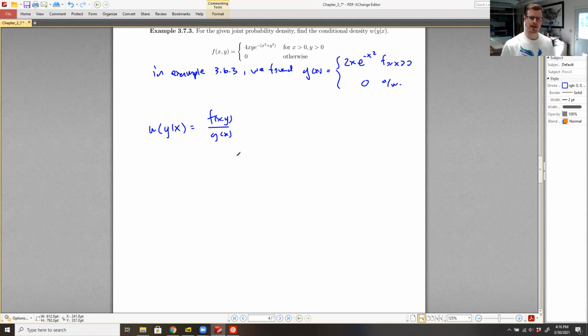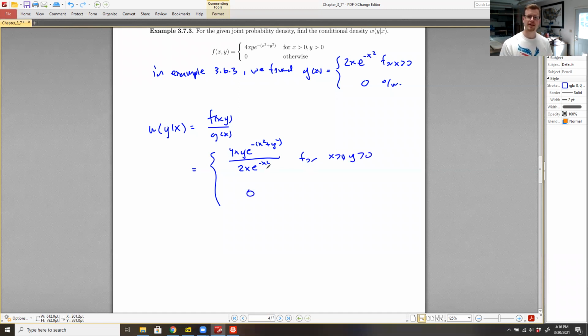And we have f of x, y, and we have g of x. So this is for x greater than 0, and for x and y greater than 0. It's still going to be split into two pieces where x and y are greater than 0. And it will be f of x, y, which is 4xy times e to the negative x squared plus y squared, divided by g of x, which is 2 times x times e to the negative x squared. And this is for x greater than 0 and y greater than 0.